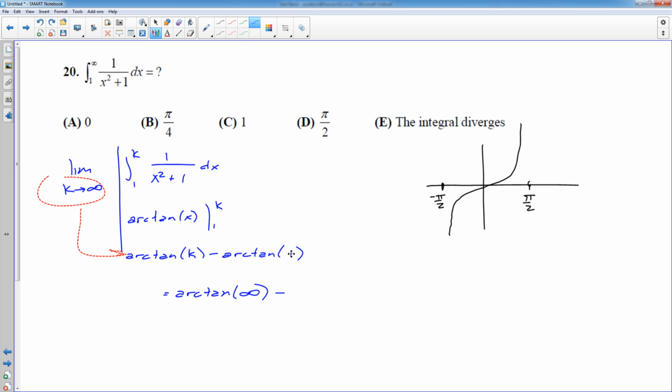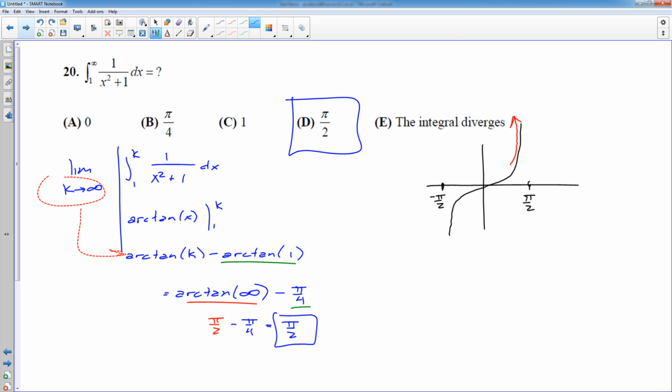minus the inverse tangent of 1, tangent equals 1 at pi over 4, so that one's going to be pi over 4. Inverse tangent of infinity means when does tangent approach infinity, and tangent is approaching infinity at pi over 2 as we approach pi over 2. So the inverse tangent of infinity is going to be pi over 2 minus the pi over 4, which is the value of arctangent of 1. Get a common denominator, pi over 2 minus pi over 4 is going to be pi over 4. So our answer is D, and I think that's all of them.